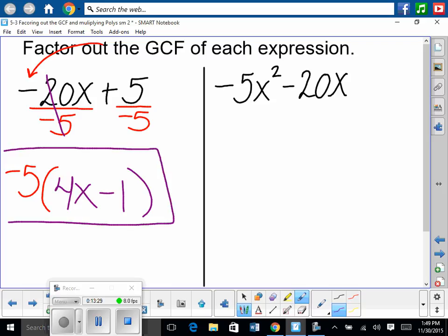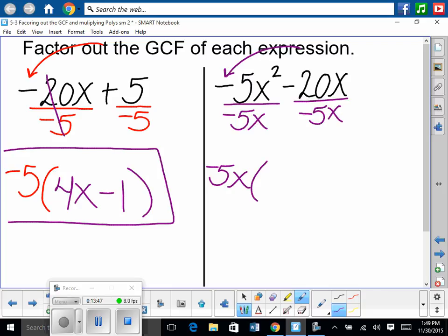Next one. Negative 5x squared minus 20x. What are we going to pull out? There's a 5x in common, and because of the negative in front, we pull out a negative with it. So we're pulling out negative 5x. Divide each thing by negative 5x. Now careful on this one. Negative 5 divided by negative 5 is positive 1. X squared divided by x is x. Negative 20 divided by negative 5 is positive 4, and then x divided by x is a 1.